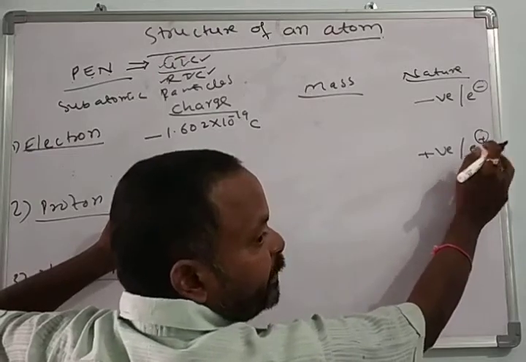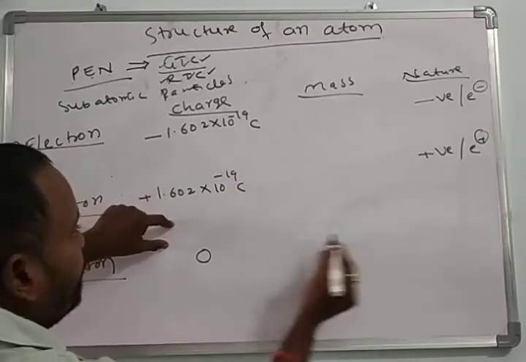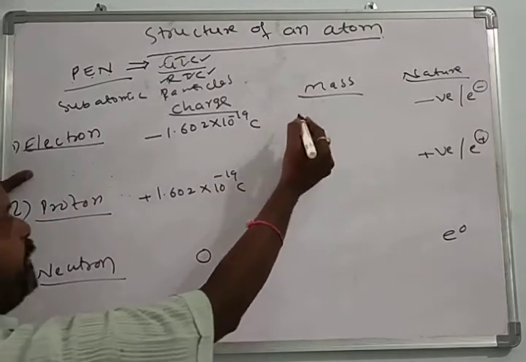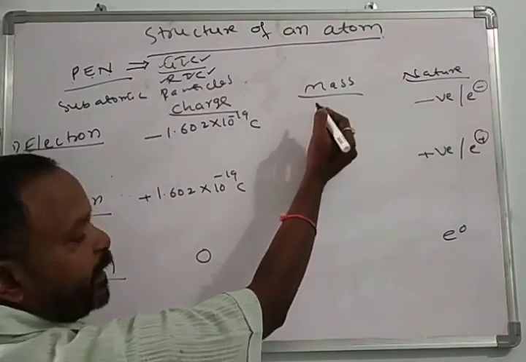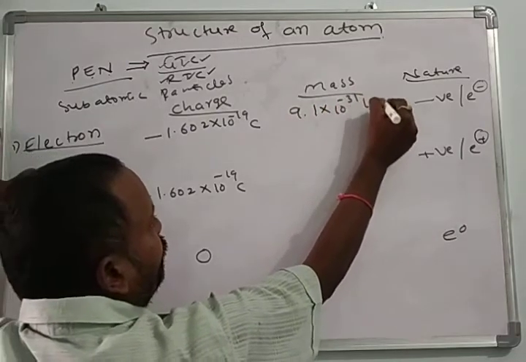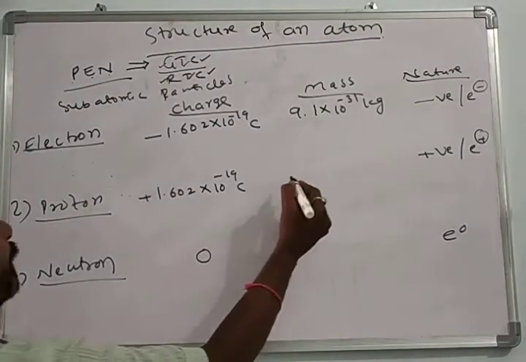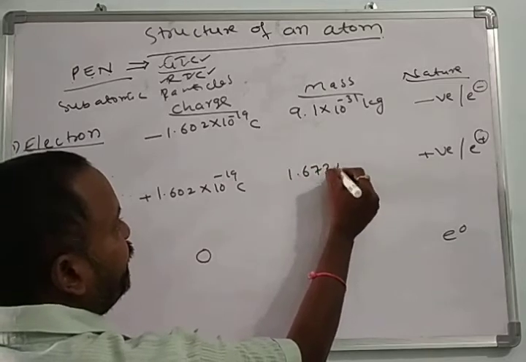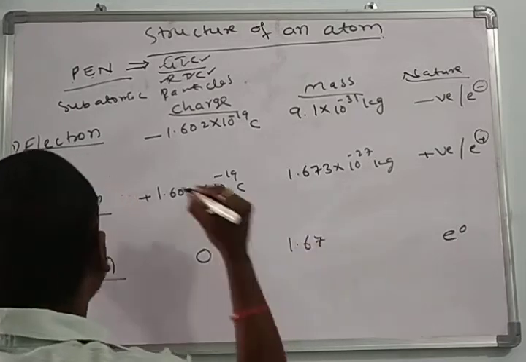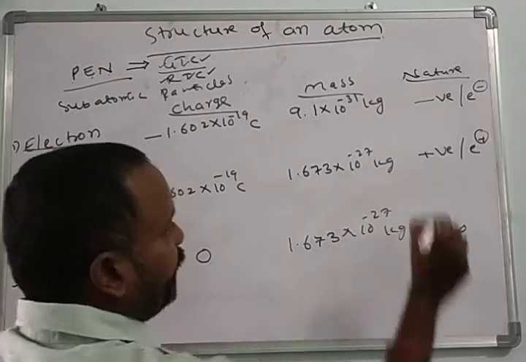What is e here? It is not the first letter of electron. It is the charge of the particle. For neutron it is e0. The mass of an electron is 9.1 into 10 to the power of minus 31 kilograms. The mass of proton is 1.673 into 10 to the power of minus 27 kilograms. Proton and neutron both have the same mass, 10 to the power of minus 27 kilograms.